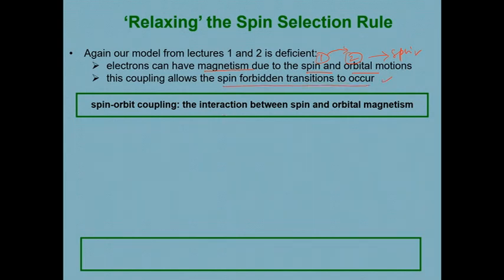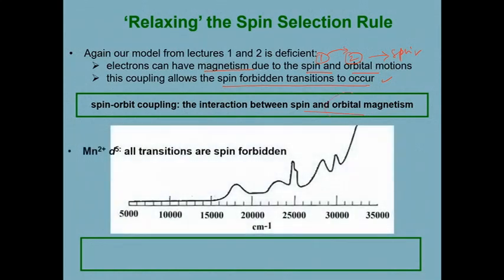Spin orbit coupling is the interaction between the spin and the orbital magnetism. Orbital magnetism may be of very low value, but they fall in the same region, therefore they can interact. So in Mn2+ d5, all transitions are spin forbidden. Okay, but you still get some peaks there.